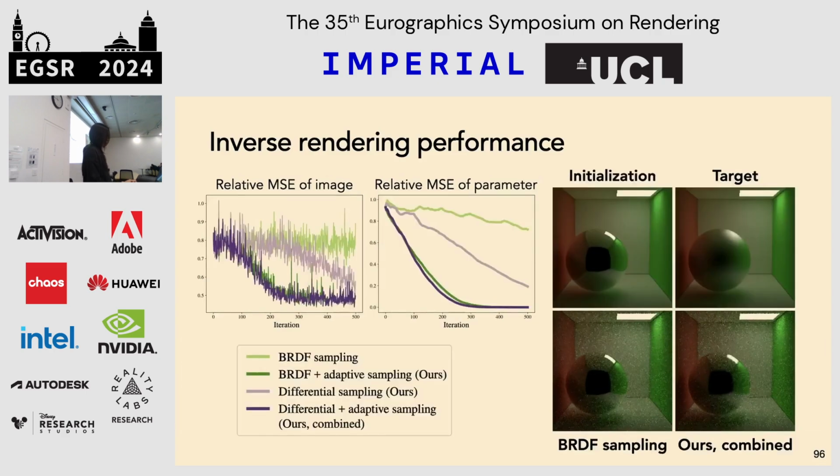And here is another example where now we optimize for the roughness of the sphere's microfacet BRDF. Again, we see that our combined method converges the fastest and produces a much closer result to the target than BRDF sampling. And please see our paper to find additional examples of optimization results.